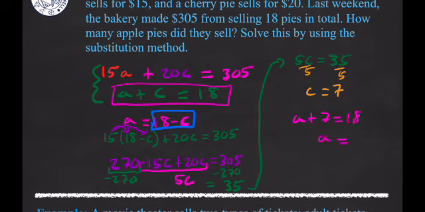Solve for a, so a is equal to 18 minus 7. So apple pies, we had 11 of those. So our answer is we have 11 apple pies and 7 cherry pies that they sold that weekend.